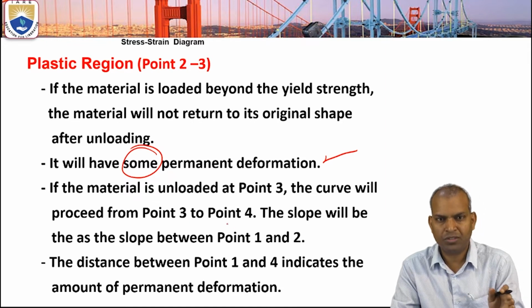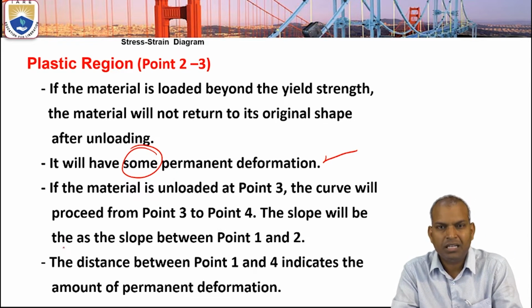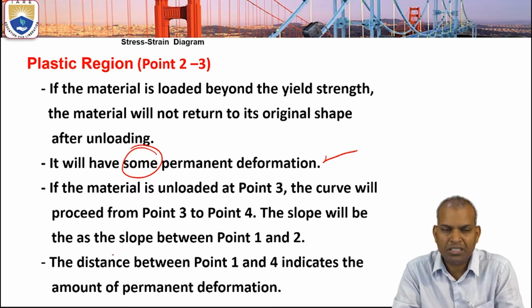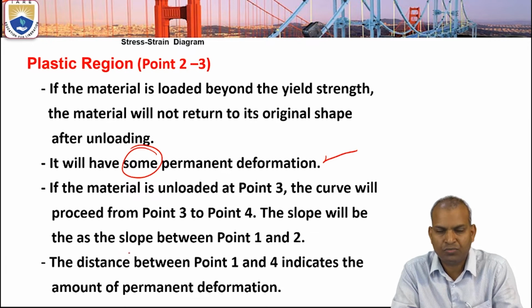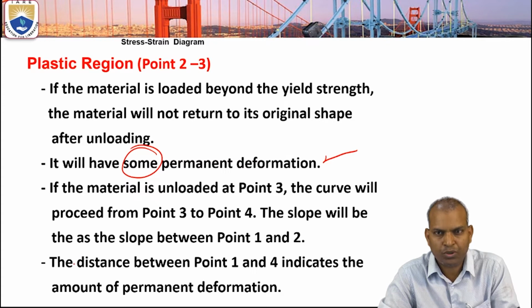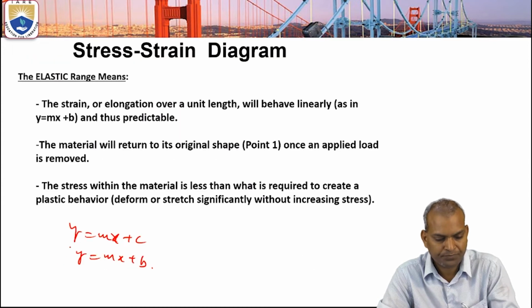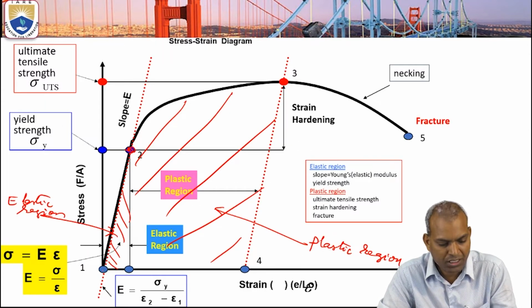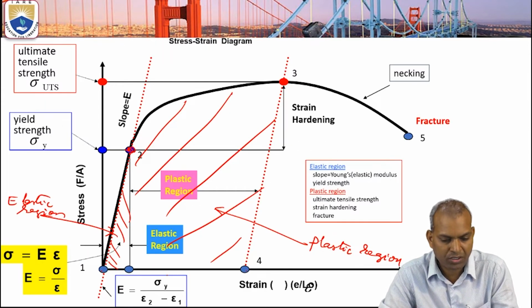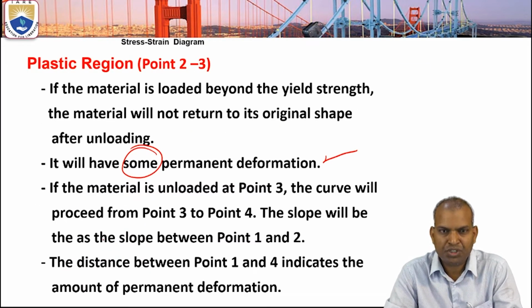Point 3 to point 4, that curve will approach. The slope is the same as the slope between point 1 and 2. What is the distance between points 1 and 4? It indicates that it is a permanent deformation.